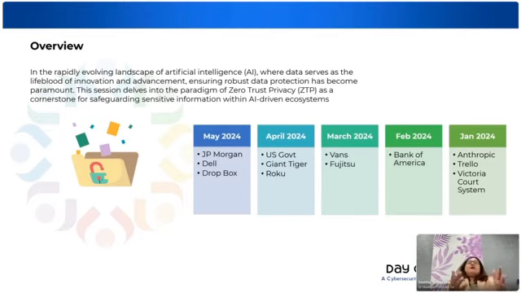Now, I would like you to look at the below table and see the number of data breaches that have happened from January to 2024. In the past 5 months, we have seen at least a dozen massive data breaches with big giants like JP Morgan, Dropbox, Dell, US government, Giant Tiger, which is a retail apparel store, Roku, which is a streaming partner, and Bank of America, Anthropic. So Anthropic is a startup based on ChatGPT, Trello, Victoria Course System. That is just the beginning.